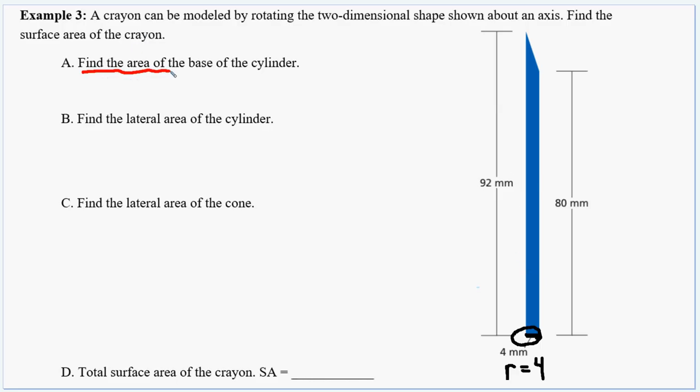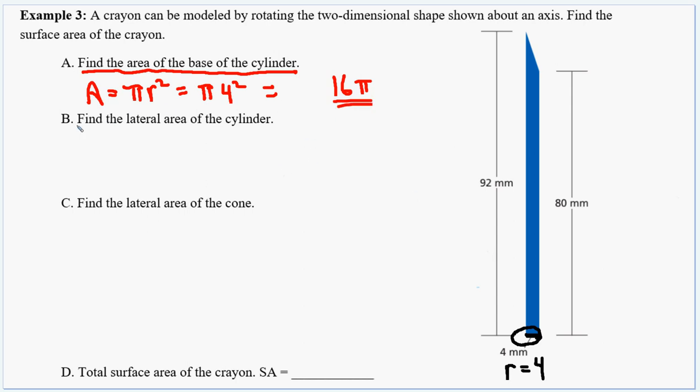Find the area of just the base. Well, we just figured out the base, the area of the base is just a circle, pi r squared. And the radius we already figured out is 4. So that's going to be pi times 4 squared. So that's going to be 16 pi.